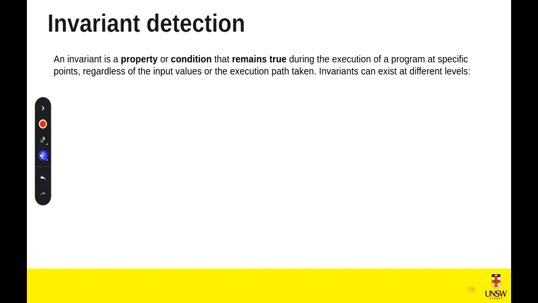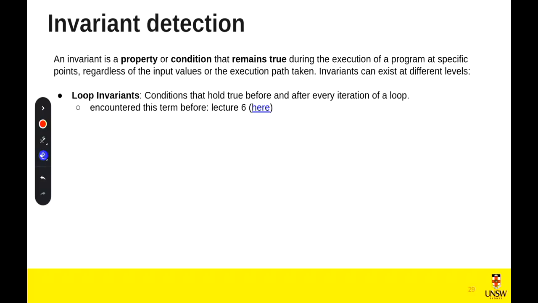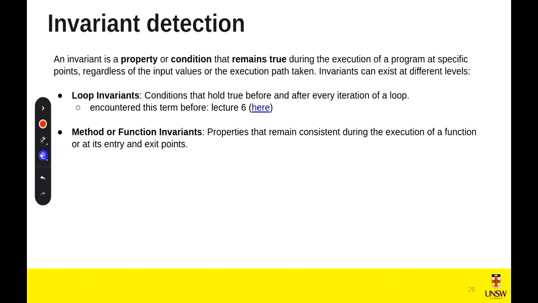So an invariant is a property or condition that remains true during the entire execution of the program. So we have different levels of invariance. We could have loop invariance. Actually, we have encountered this term before in lecture 6, and you can click on the link to have a look at what we have covered before. And there are also function or method level invariants. So, which means that certain properties or certain predicates should remain true during the entire execution of the function.